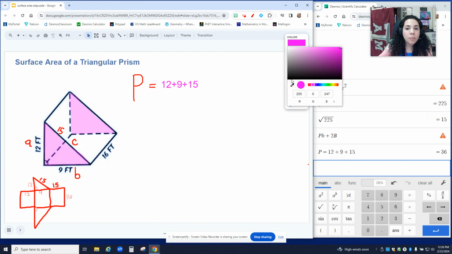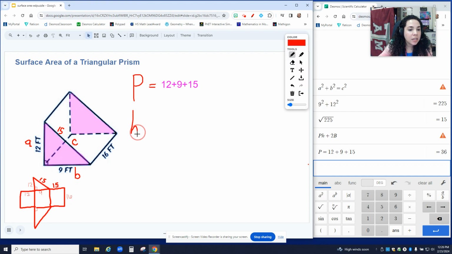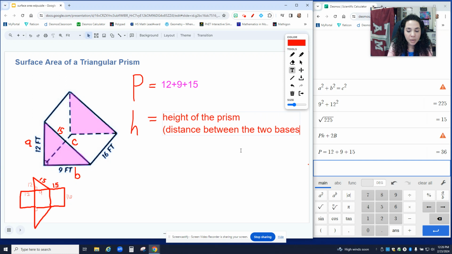Height. The variable h for height is talking about the height of the prism. That's very important to realize here. Height of the prism. Now, the height of the prism really represents the distance between the two bases. So how far are the two bases from each other? We're not talking about the height of the triangle. We're not talking about the height of the base. We're talking about the height of the prism itself. So if this is my prism and I have these two triangle bases, how far are they from each other?